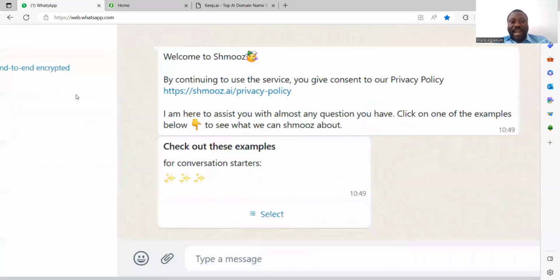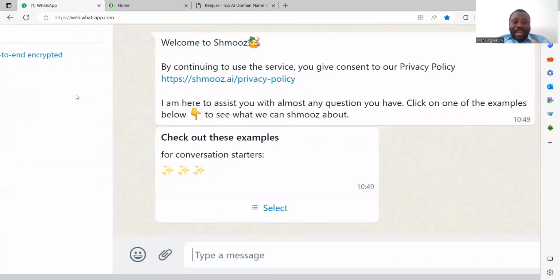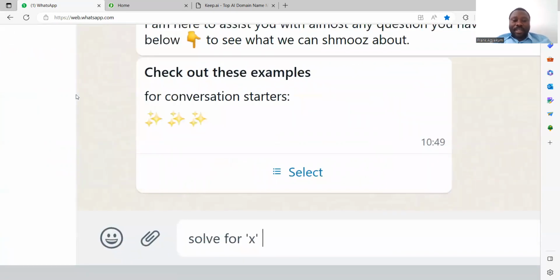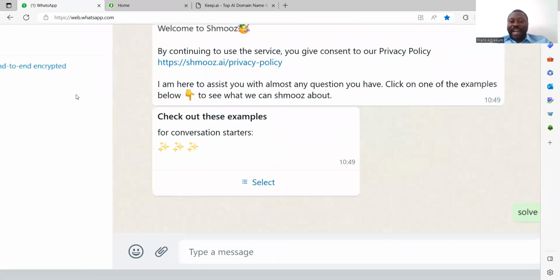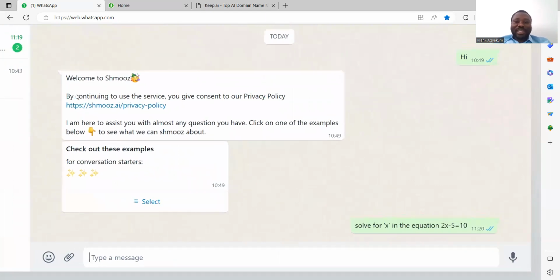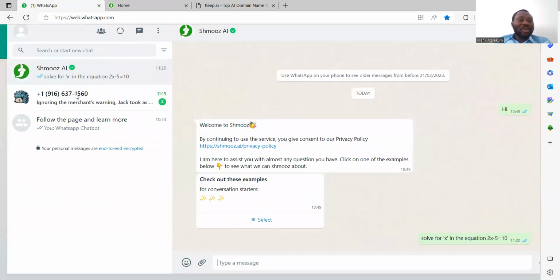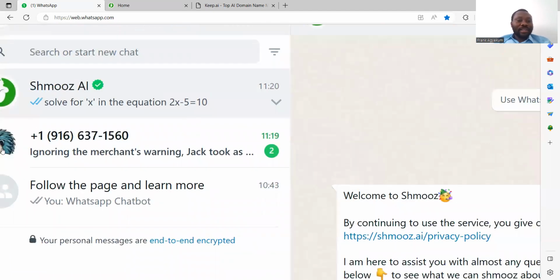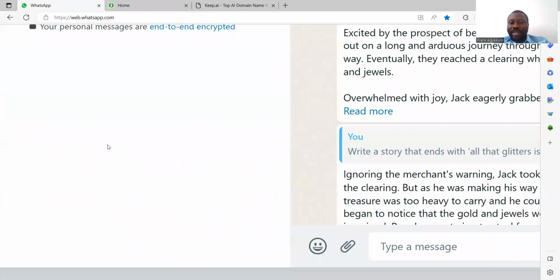Let's go to Shmooz-ai, then give this WhatsApp chatbot a mathematics question. Solve for x in the equation 2x minus 5 is equal to 10. So Shmooz-ai is solving this math question. Now, let's wait for Shmooz-ai, but then let's go to Keepi-ai.